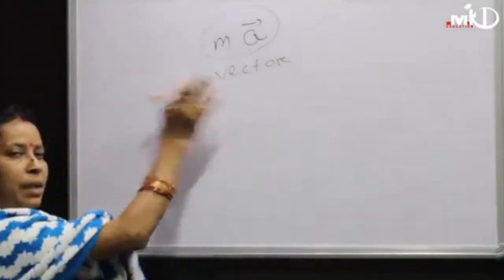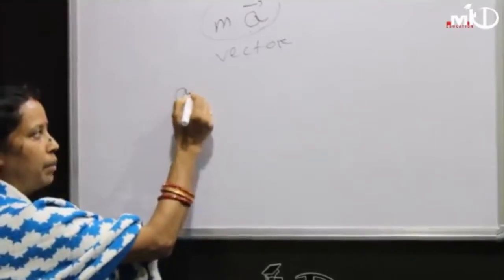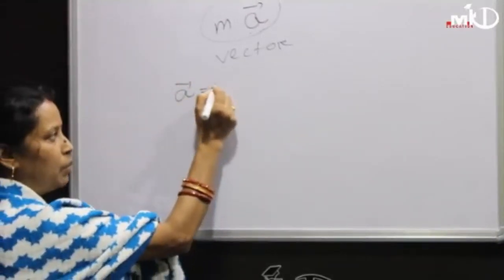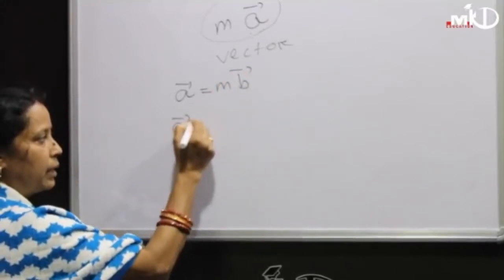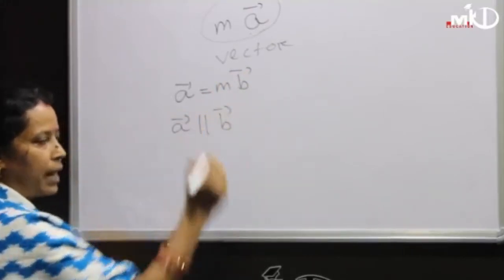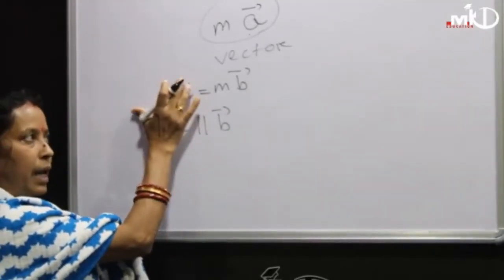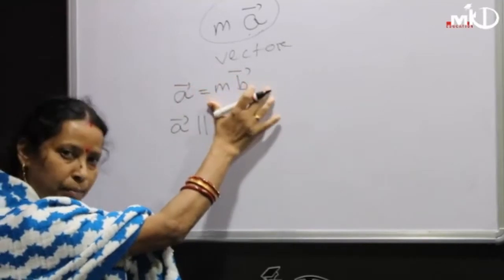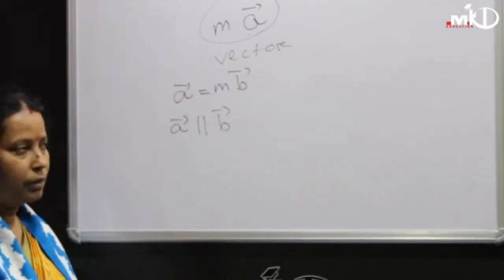Now what is the significance of this? If one vector is a scalar multiple of another vector, then this vector is parallel to that vector. So whenever we express the vector a bar equal to m b bar, then a bar is parallel to b bar. Okay.